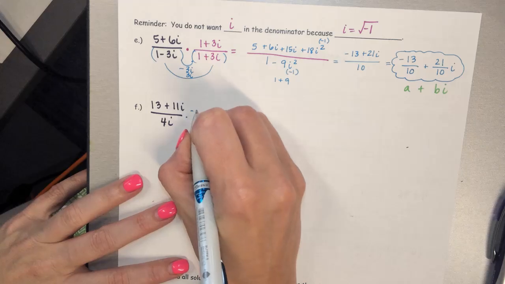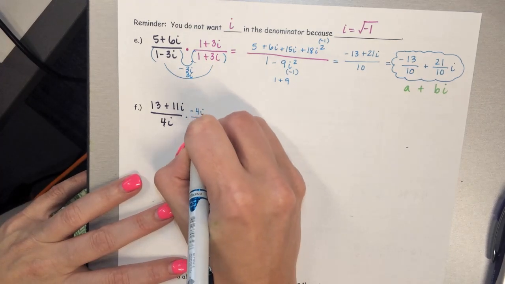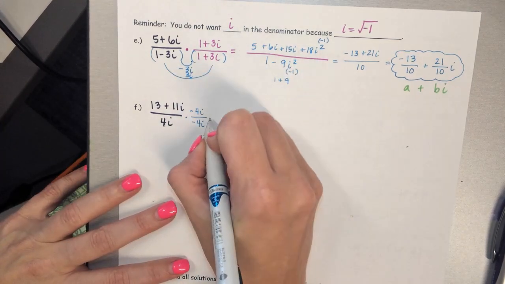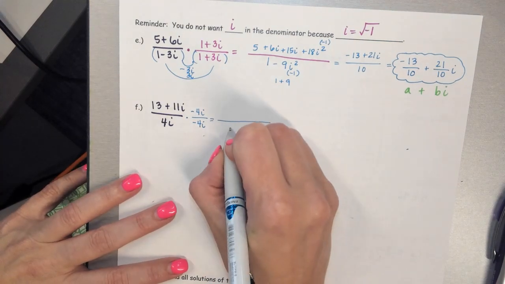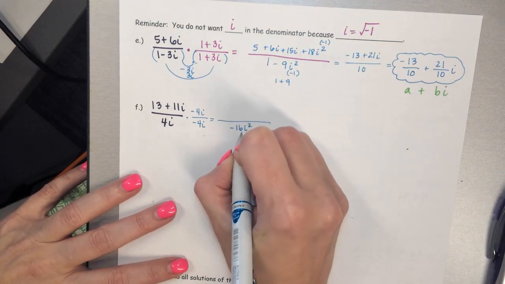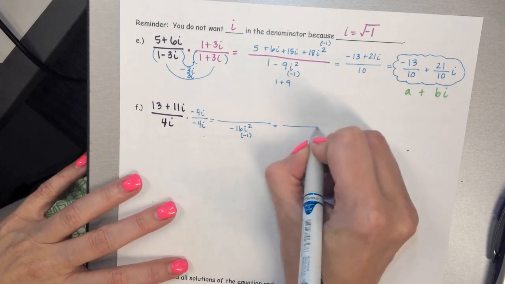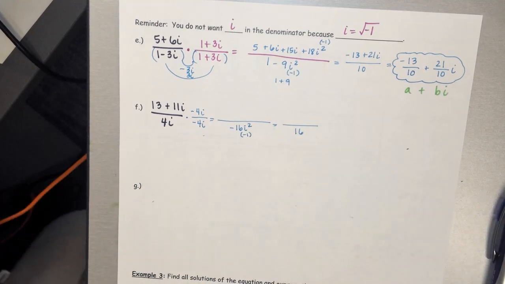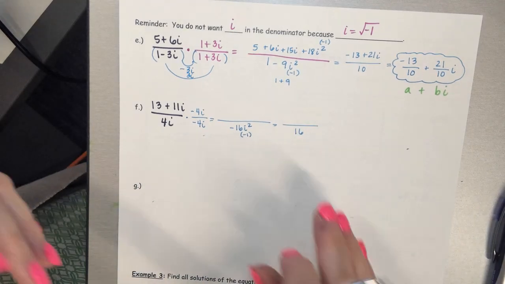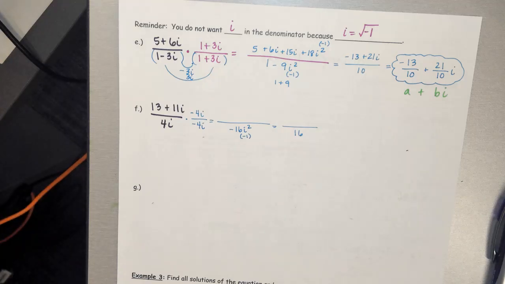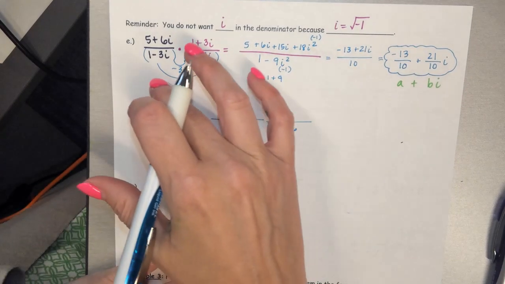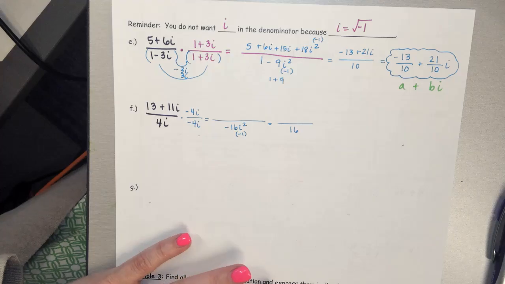So a lot of people do the opposite of 4i just because we're used to doing the opposites here. So you'd have negative 16i squared. When you plug in negative 1, you get positive 16. If you multiply by 4i, you're just going to get negative 16, which is fine because the signs in the top, they're all going to balance out.